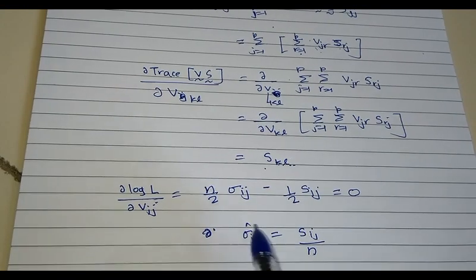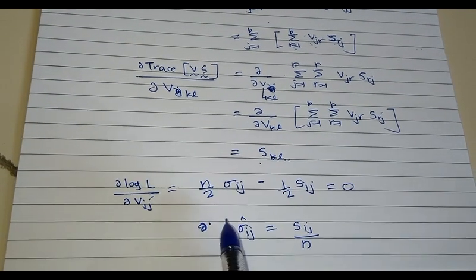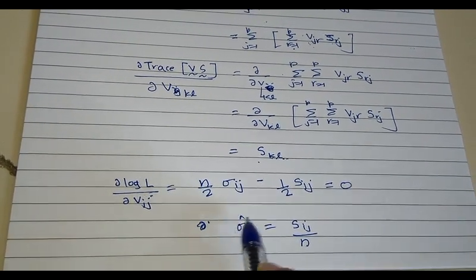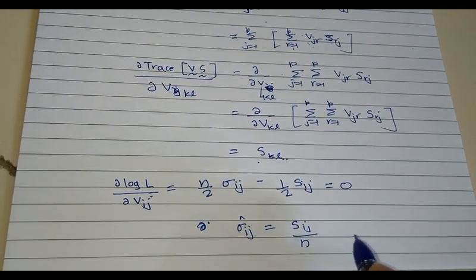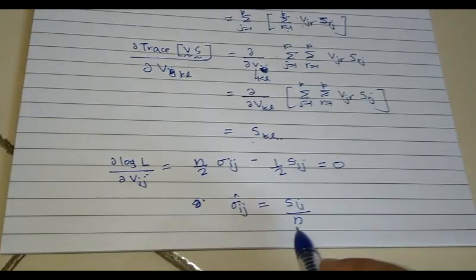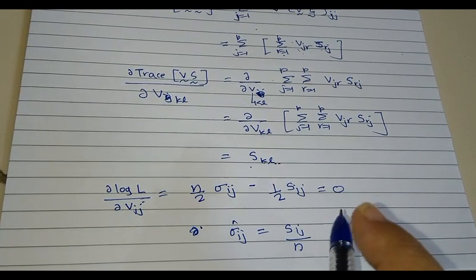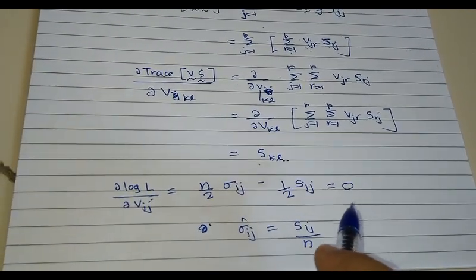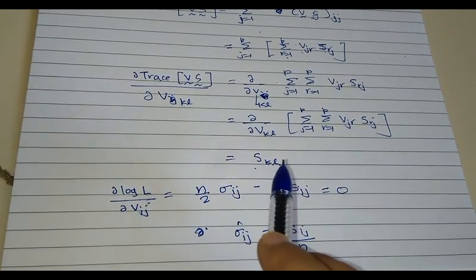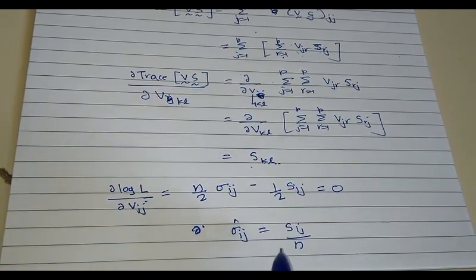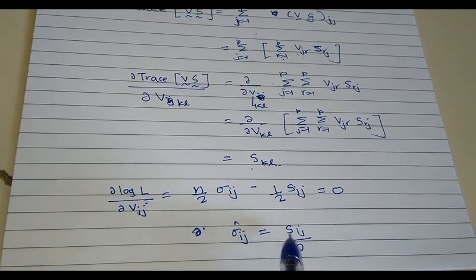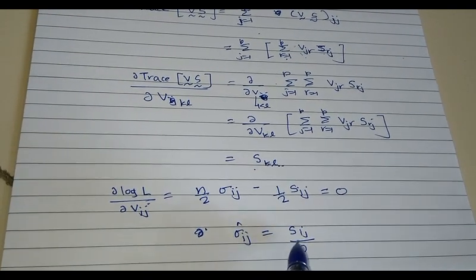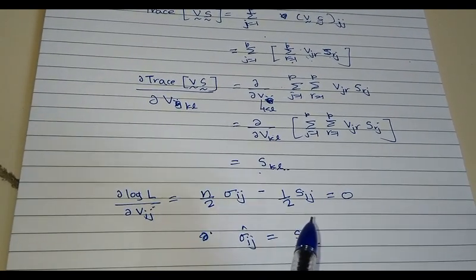Hence, at least the solution to the likelihood equation is σ_ij hat as S_ij upon n, which is expected: the CSSP matrix divided by n. Does this complete my proof of MLE? No. So far what I have proved is that the sample mean vector and S_ij upon n, that is the CSSP matrix upon n, are solutions to the likelihood equations. That much I have proved.